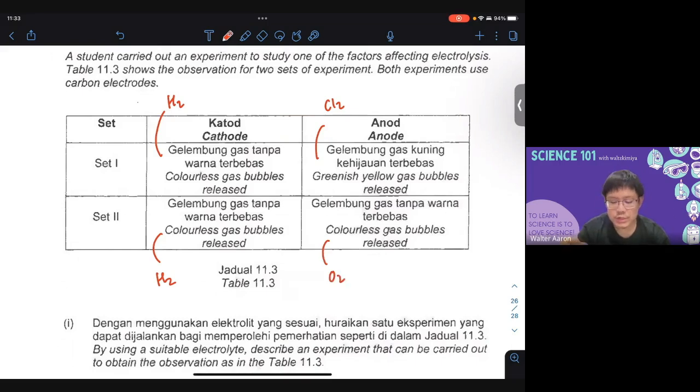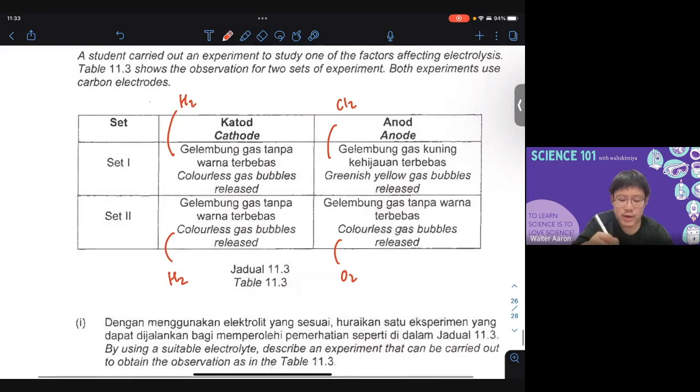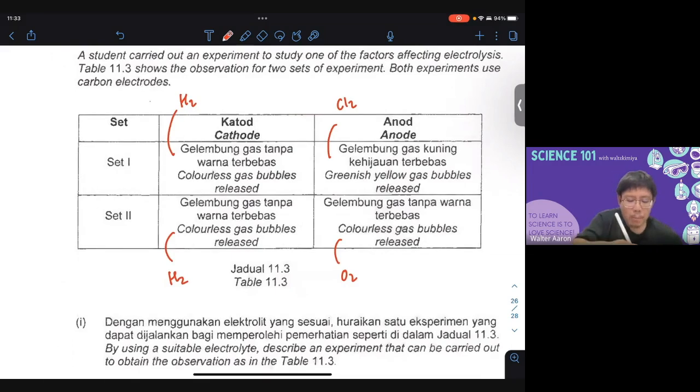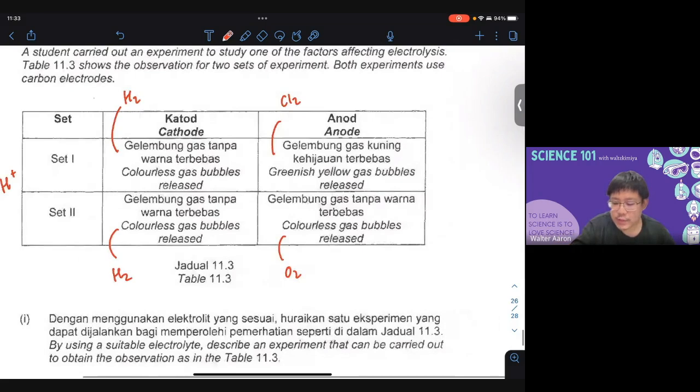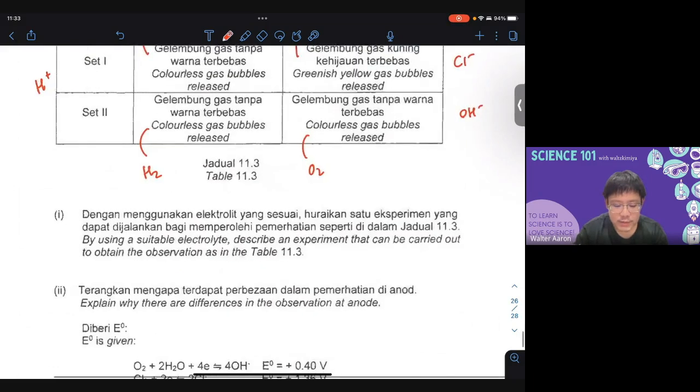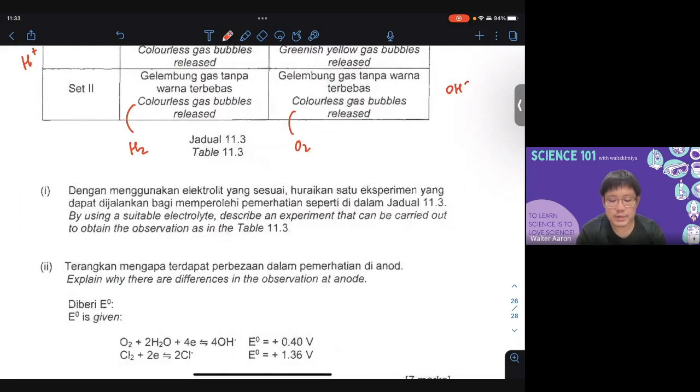Right, so what is being discharged here, for both set 1 and set 2, is hydrogen ions. And then for the anode, the ion being discharged will be chloride. And for the other one will be hydroxide. Just put OH, okay? So that's the outcome of the experiment. Now, number 1 here says, by using a suitable electrolyte, describe an experiment that can be carried out to obtain the observation as in table 11.3.